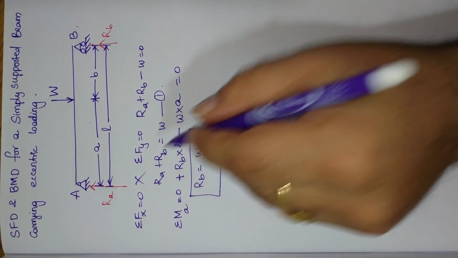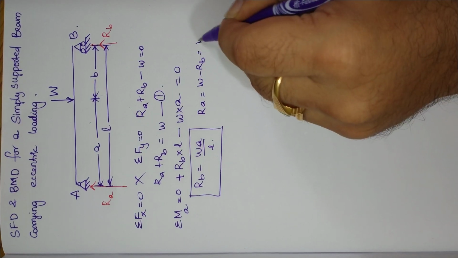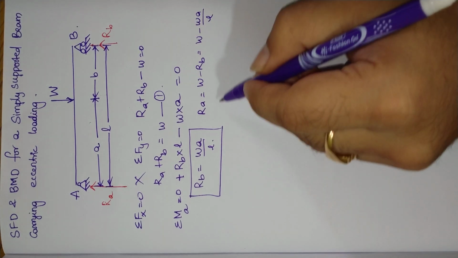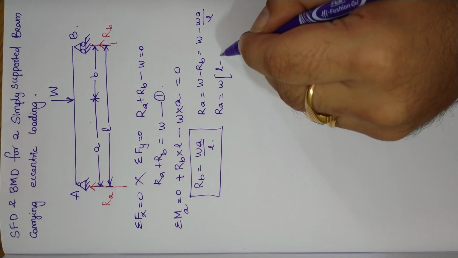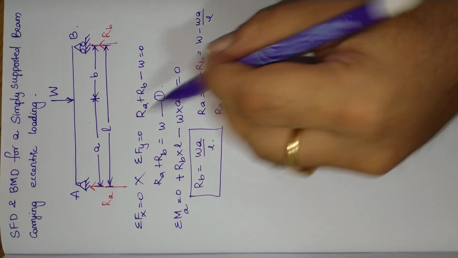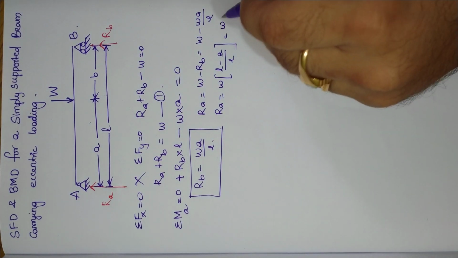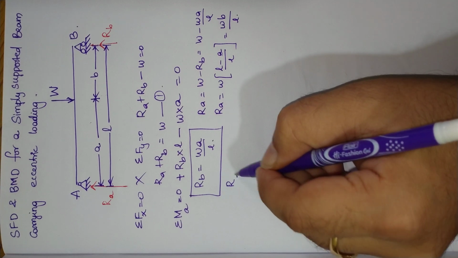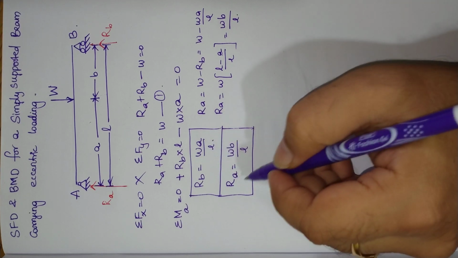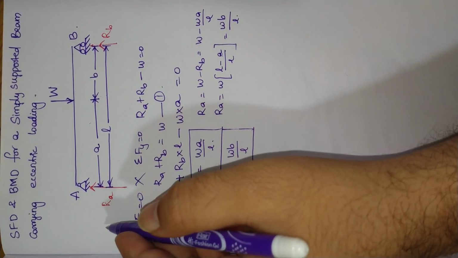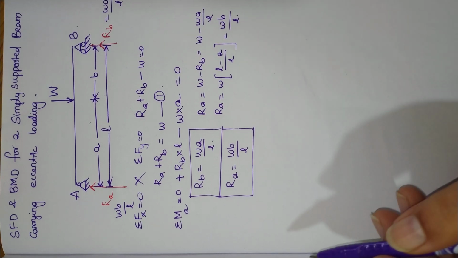Now substituting RB in the above equation number 1, you will get RA is equal to W minus RB, that is equal to W minus Wa divided by L. So I can write RA is equal to W into (L minus a) divided by L. Now L minus a is b, so this can be written as Wb by L. So we have reaction RA equal to Wb by L. So we got both the reactions: RB is Wa by L, RA is Wb by L. I am indicating them here, Wb by L, and Wa by L. Reactions RA and RB obtained.